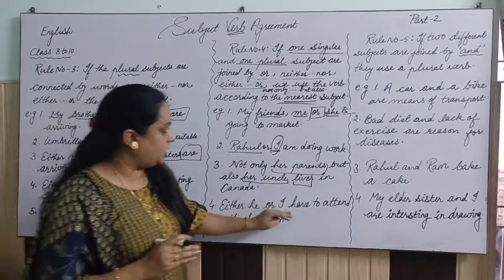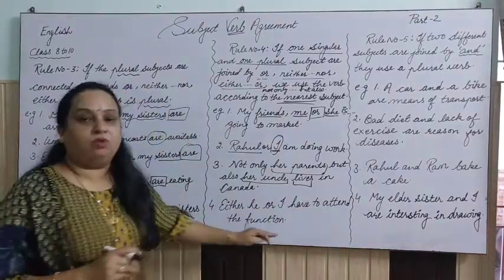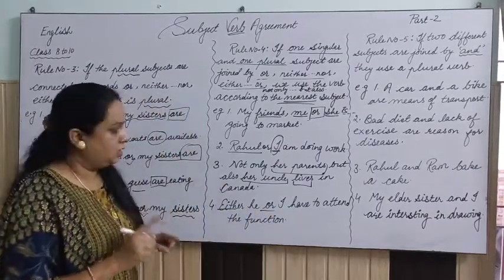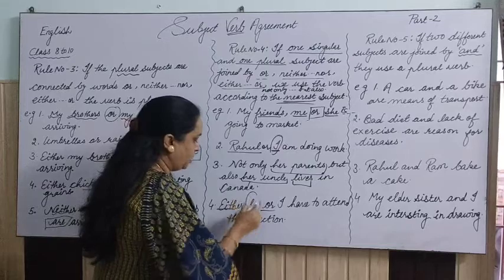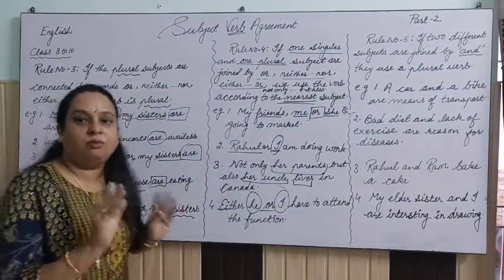Either he or I have to attend the function. Here either and or combination. Clear? Subjects we have to see, one is singular, second is I, which is in the category of plural.